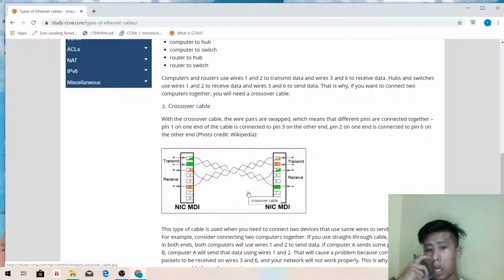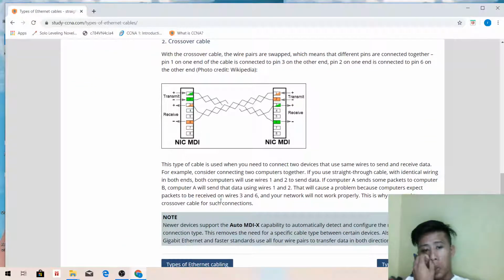So this is a picture of what I explained. This type of cable is used when you need to connect two devices that use the same wires to send and receive data.